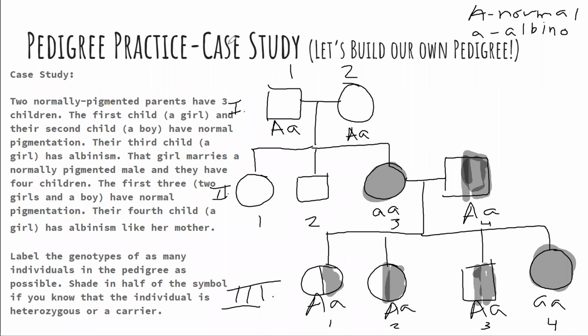Because there's no way she could have albinism if she didn't get 1 recessive allele from her mom and 1 recessive allele from her dad. She couldn't get both of them from her mom, and she couldn't get both of them from her dad. She had to get 1 from each in order to be albino. So both of her parents were carriers.